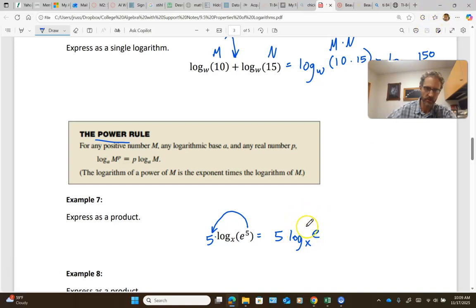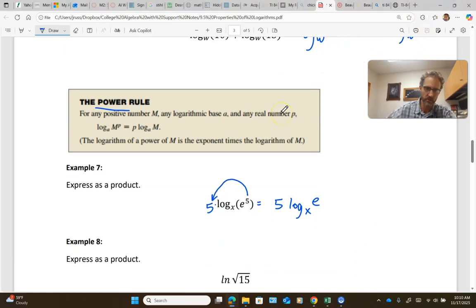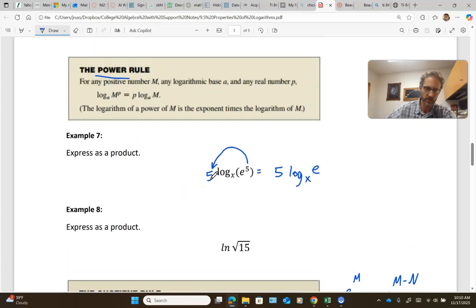Sometimes, too, you'll be able to simplify this logarithm right here, and you may end up getting just some number here, and so you multiply that by 5, and you can simplify it even more, but not in this case, because the base of this logarithm is actually a variable. Now we can go backwards as well. If there's a number in front of your logarithm, you know originally that number was the exponent of the argument. So log base x of e to the 5th.